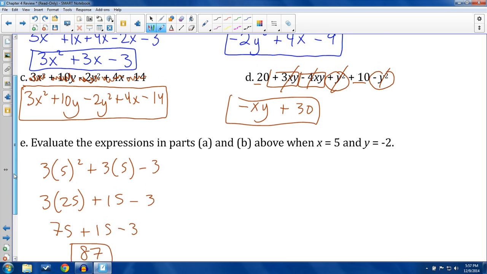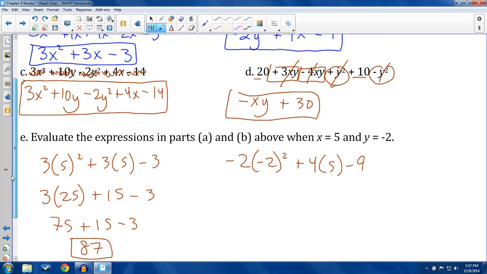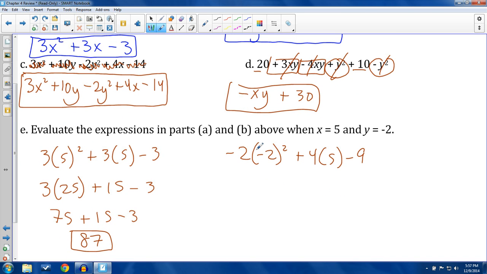Okay, moving on. Part B. Let's go ahead and plug in negative 2 for y and 5 for x. All right, some important concepts here. Same thing. I should square the negative 2 before I multiply by negative 2. Now, negative 2 squared, negative 2 quantity squared, is negative 2 times negative 2. That's positive 4. So outside will be a negative 2 times positive 4 inside, because negative 2 quantity squared is 4. 4 times 5 is 20, and then minus 9. So we get negative 8 plus 20 minus 9.